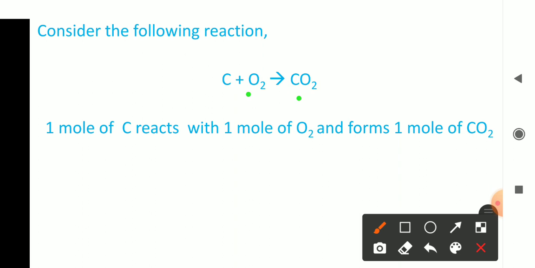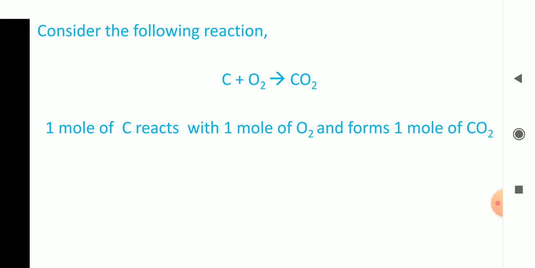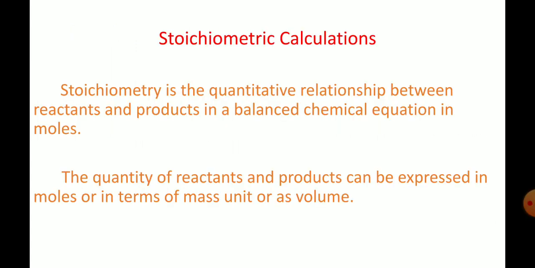Now, those numbers I told you about, 1 mole of carbon, 1 mole of oxygen, those can be called by the term stoichiometric coefficients. So the number in front of each chemical term is called a stoichiometric coefficient. Is it clear, students? What are stoichiometric coefficients? The number written in front of each chemical term in a chemical equation is called a stoichiometric coefficient. So how to read this equation? 1 mole of carbon reacts with 1 mole of oxygen and forms 1 mole of carbon dioxide. Okay, now come here. The next slide. We are going to see what are called stoichiometric calculations.